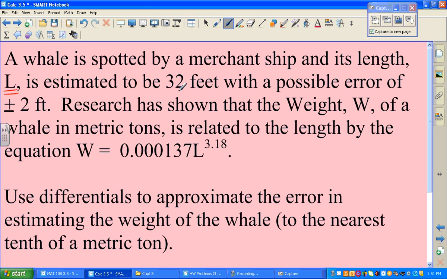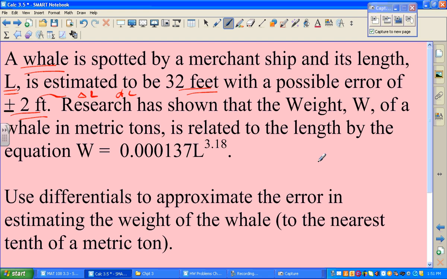Ready? It's estimated to be 32 feet with a possible error plus or minus 2 feet. That should tell you that this is equivalent to delta L or dL because it's associated with the length of the boat. Oh, wait a minute, length of the whale, sorry. You can measure the boat. That's the length of the whale. Okay?